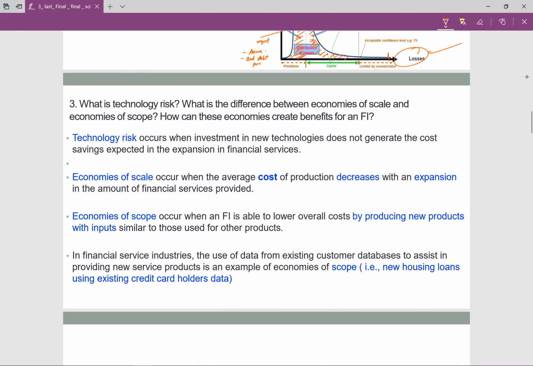Now, if we acquire the wrong technology, we are gone. Or if we acquire a technology that failed, like somebody hacks us, if there is hacking of one of those banks today in Malaysia, it's gone, my friend. Even if they don't steal the money, they just play with the records, you will just have to shut down the other day. So technology risk occurs when investment in new technologies does not generate the cost saving expected.